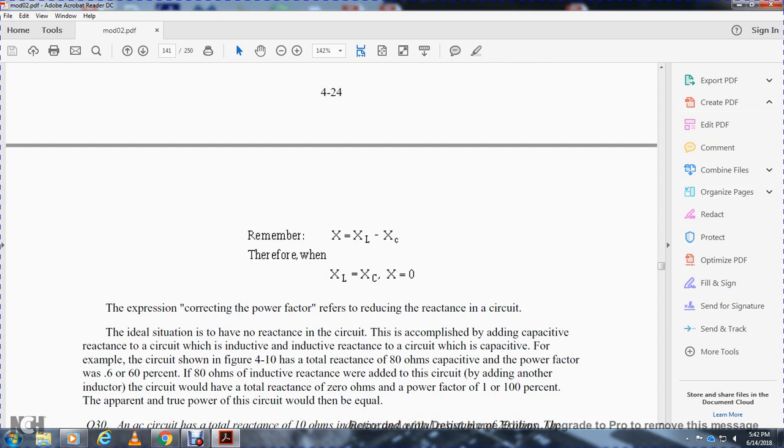The expression correcting the power factor refers to reducing the reactance in a circuit. The ideal situation has no reactance in the circuit, which is accomplished by adding capacitive reactance if the circuit has inductive reactance, or inductive reactance to a circuit with capacitive reactance.